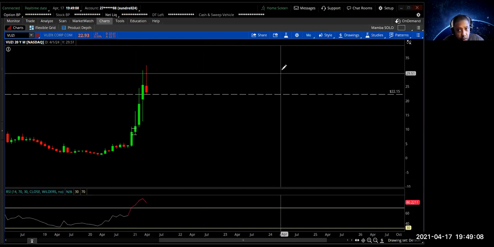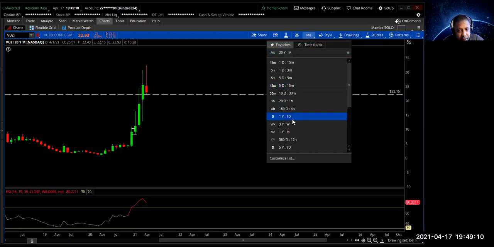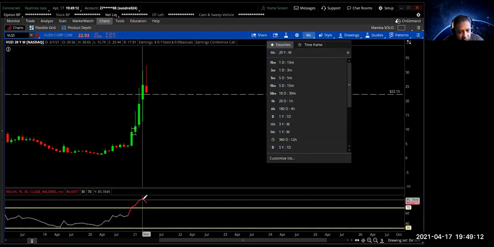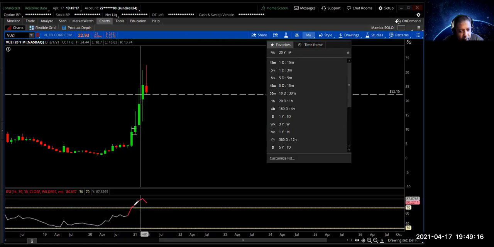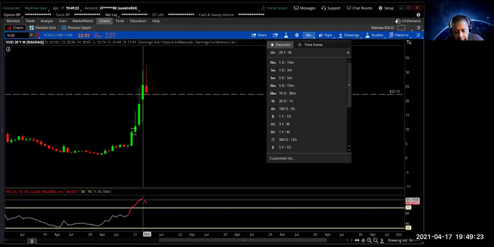Now another caveat, and it may sound like a lot, but it's not. On each time frame, we're on the monthly. Remember, if I go to the daily, RSI is going to look a little different. It might not be as overbought, but once it gets up here, you can remain in overbought status for an extended period of time.